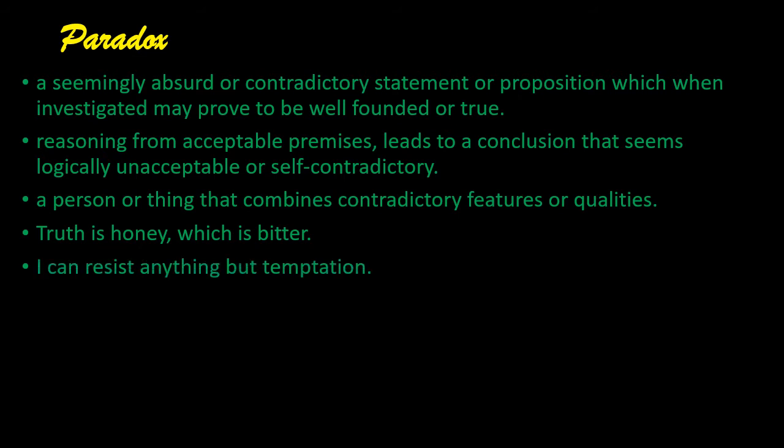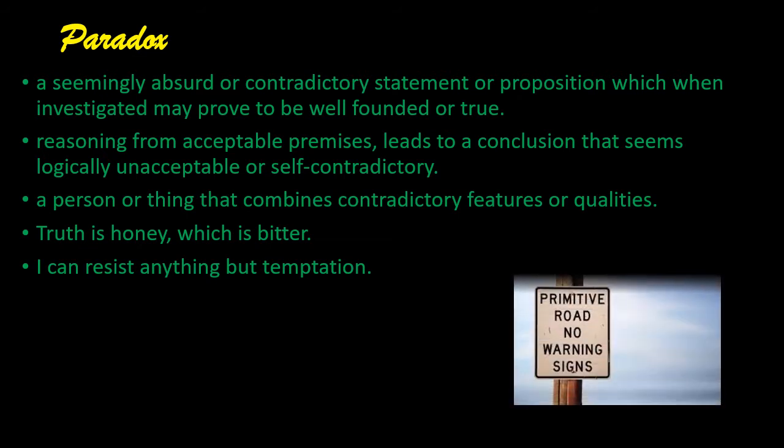I can resist anything but temptation. So anything in and around us we can resist, but temptation we cannot. For example, if a person loves lots of sweets, he can resist anything but that temptation. If there is a sweet in front of him, he cannot control his temptation to eat it. So that is what the paradoxical statement states: I can resist anything but temptation.